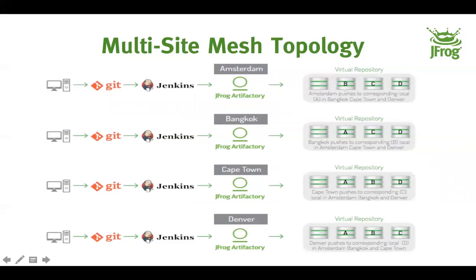We would be creating the local repository for each site at every other site. For example, in Amsterdam, I have local Bangkok, local Cape Town, and local Denver. In Bangkok, I have local Amsterdam, local Cape Town, and local Denver. And in Cape Town, I have local Amsterdam, local Bangkok, and local Denver. All these repositories are behind the virtual one. So basically, you would have a single repository to work with.